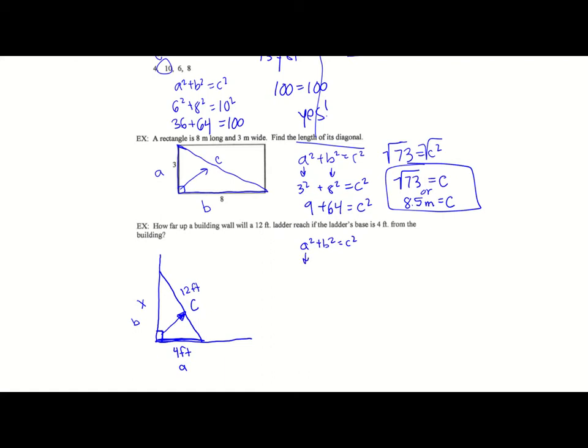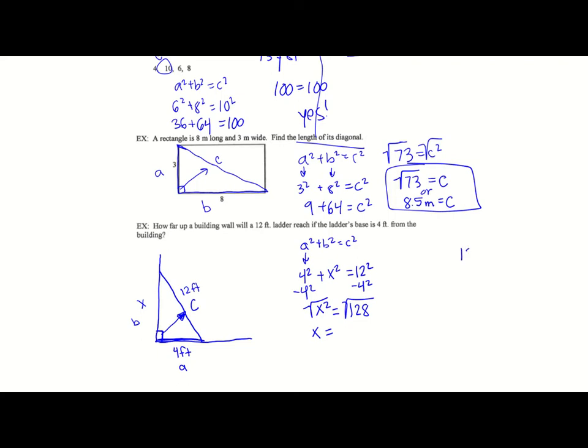My A is 4. My B is X, that's our unknown. And my C is 12. Now I can solve, subtract 4 squared from both sides. Get X squared equals 128. Take the square root of both sides. My square and square root cancel on this side, so I'm left with X, and the square root of 128.